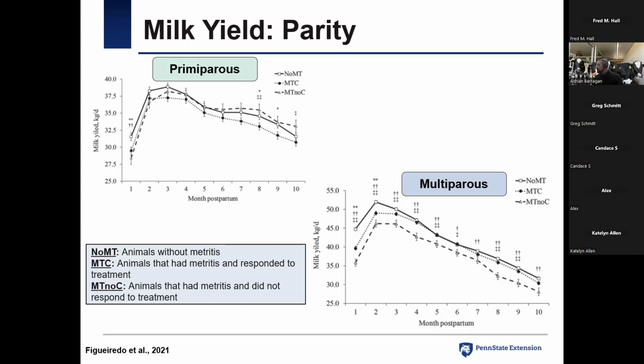Those gray triangles. And what you can see here is very obvious: at the beginning, these are the months postpartum for milk yield, and if you look at the graph in the bottom right corner for multiparous cows, in the first 3 months, you can see that both groups, the one that healed and the ones that didn't heal, didn't cure, were low.